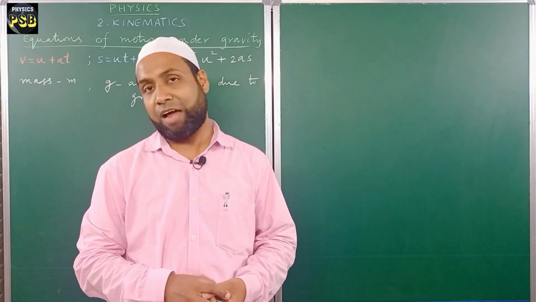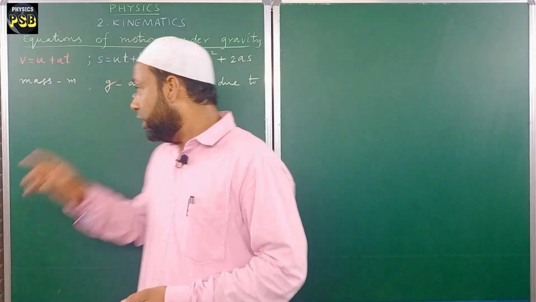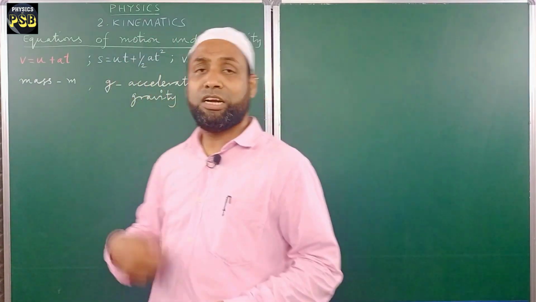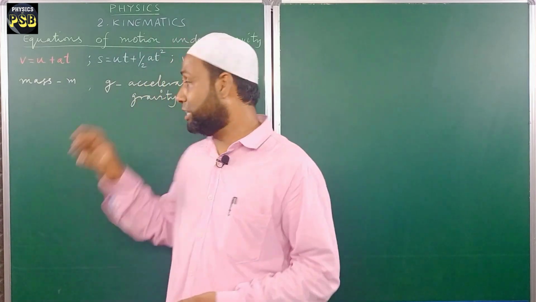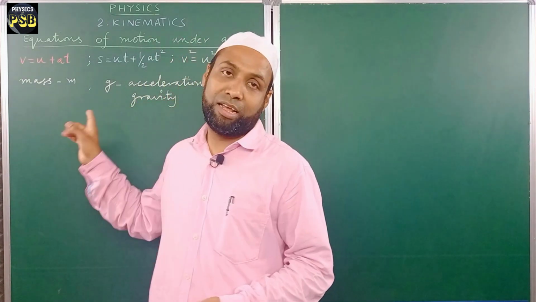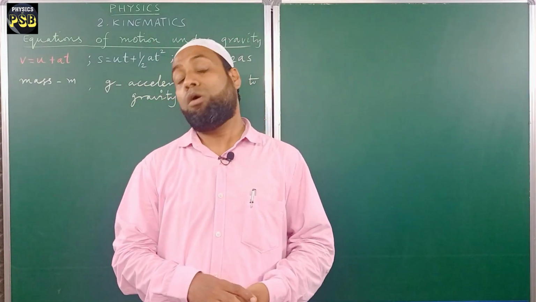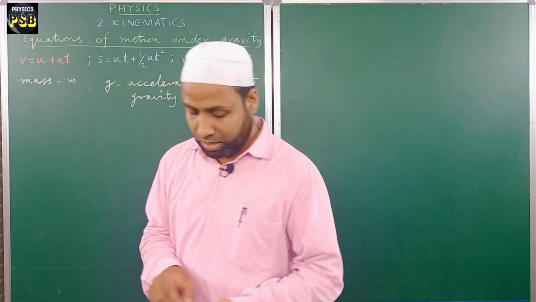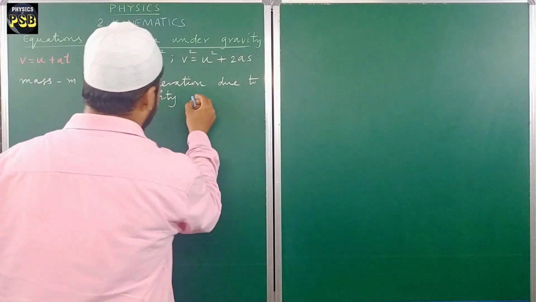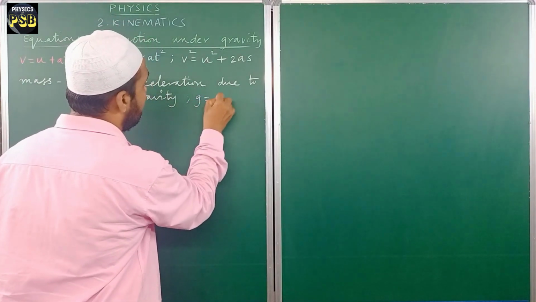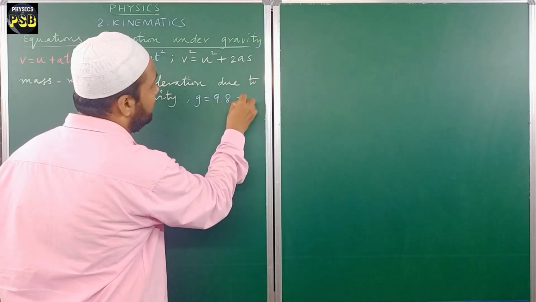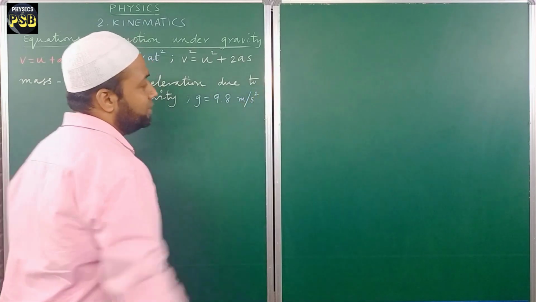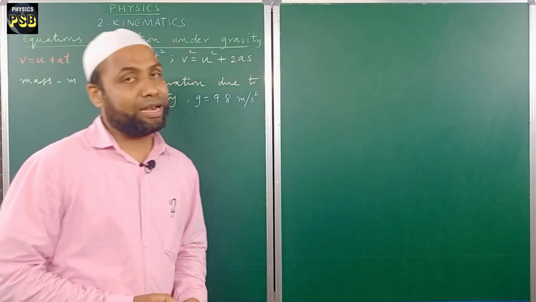Now, in the last class, I told you about it. If this acceleration is due to gravitational force, then we call it acceleration due to gravity. It is represented by the letter g. On the surface of Earth, its value is nothing but 9.8 meter per square second. This you might have learned in lower classes.